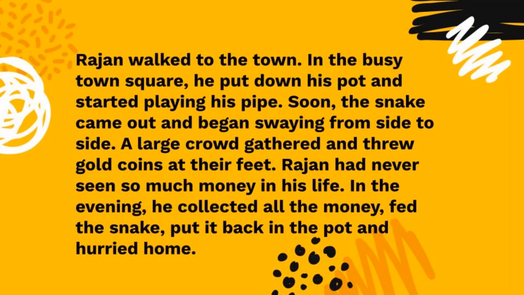Rajan walked to the town. In the busy town square, he put down his pot and started playing his pipe. Soon the snake came out and began swaying from side to side. A large crowd gathered and threw gold coins at their feet. Rajan had never seen so much money in his life. In the evening, he collected all the money, fed the snake, put it back in the pot, and hurried home.